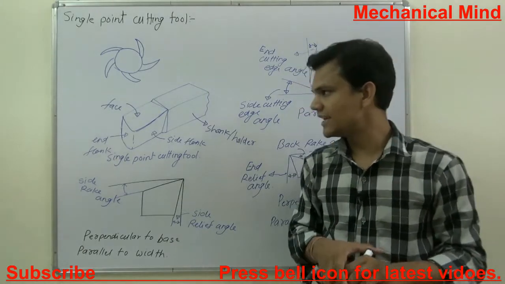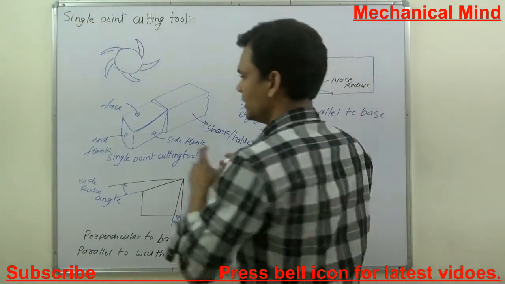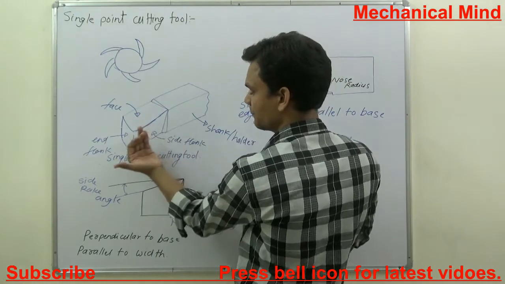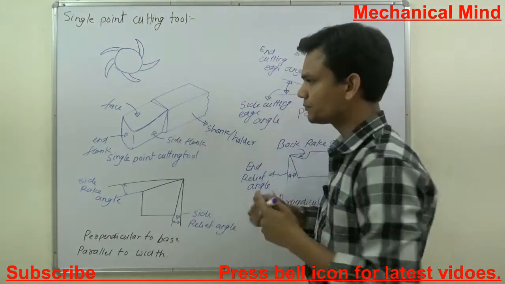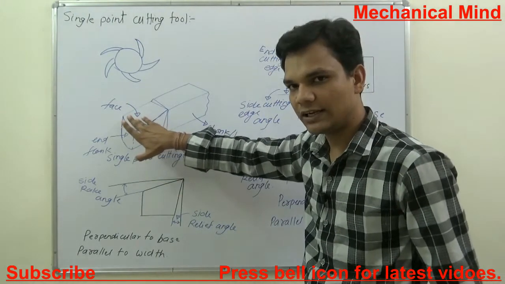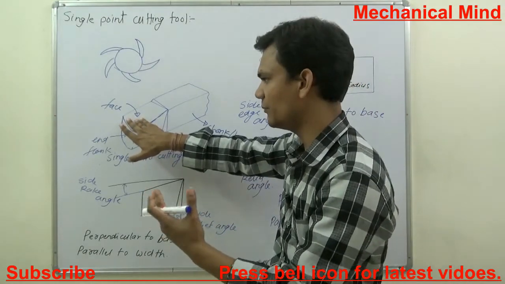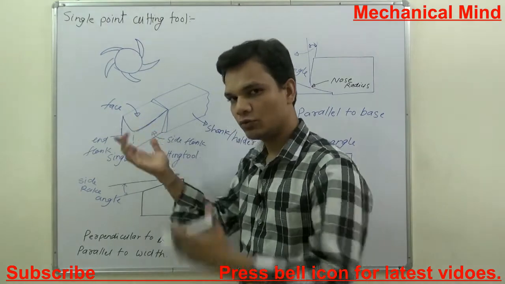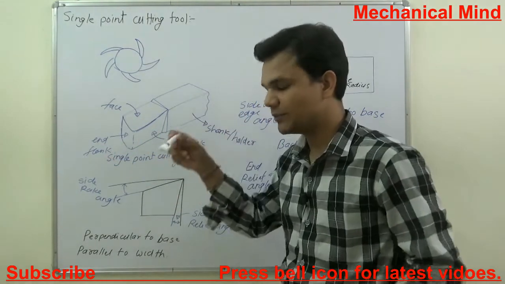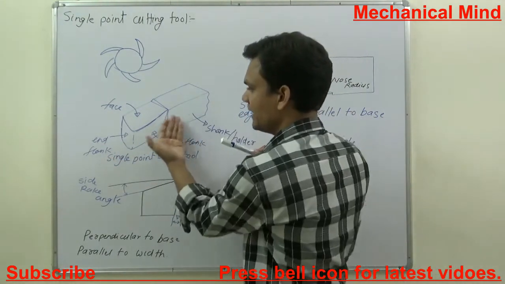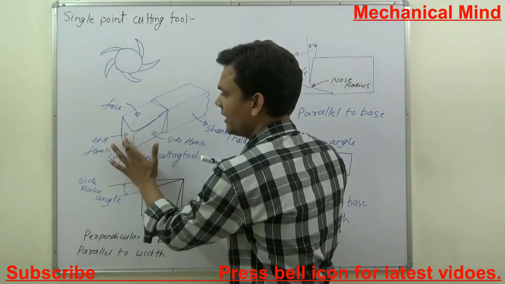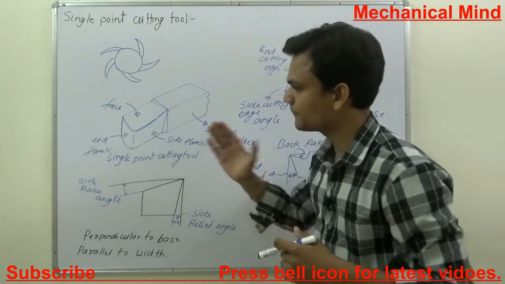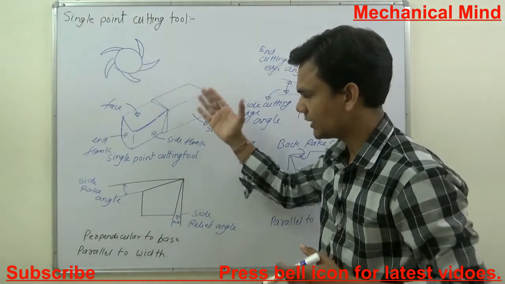So as you saw in the clip, this portion is tilted some amount from the shank of the tool. If you want to see more clearly, you can watch again by repeating the video. This is known as the face of the tool. This portion is tilted by some amount from the shank, and this is the side flank, and the end part of the tool is known as the end flank. So this is about the single point cutting tool.